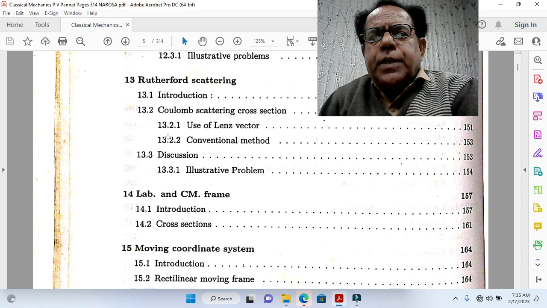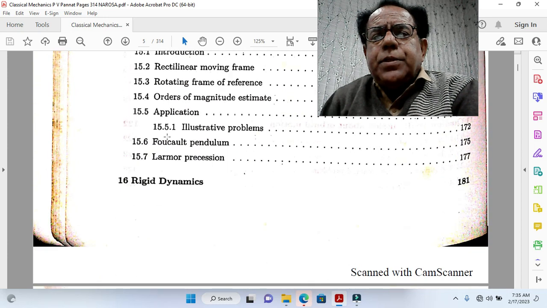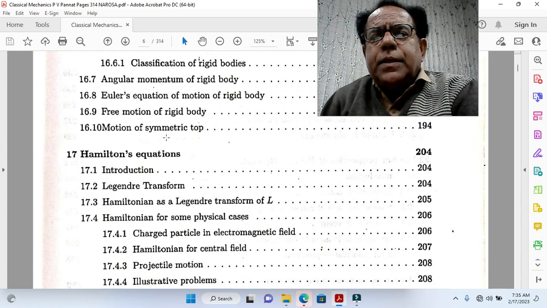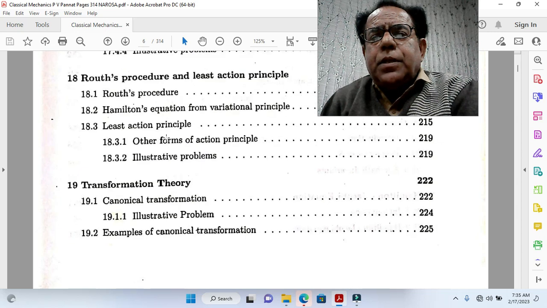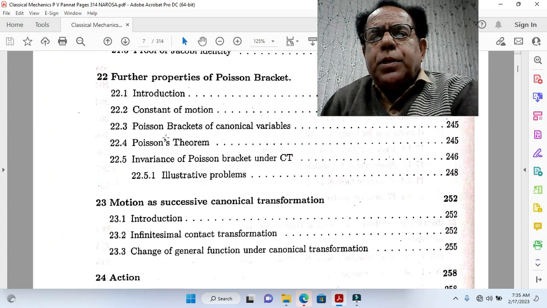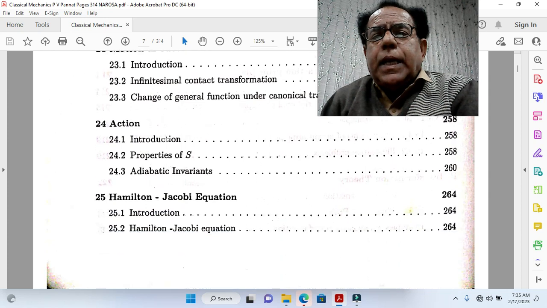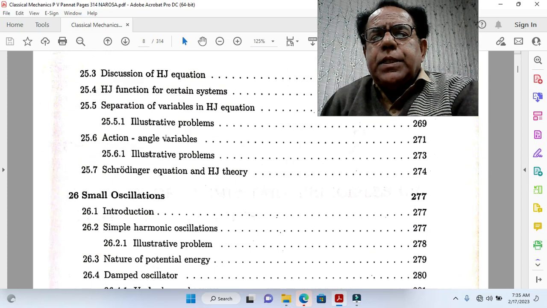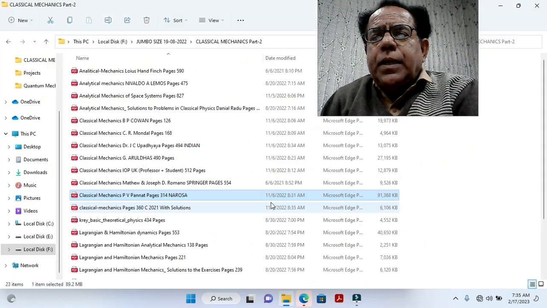scattering, Rutherford scattering, lab and center of mass frame, CM frame, moving coordinate systems, rigid dynamics, Hamilton's equations, Routh's procedure and least action principle, transformation theory, canonical transformation, Poisson bracket, further properties of Poisson bracket, motion as successive canonical transformation, action, Hamilton-Jacobi equation, small oscillations, and this is the end of this book. And now we should proceed further.